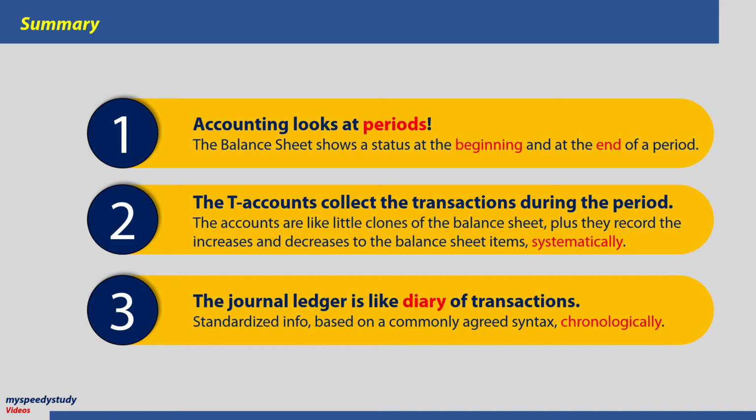Number 2 and number 3 tell us something else. The business transactions are recorded in 2 sets of data, in the general ledger, which are the T accounts, and the journal ledger, which is the diary. The T accounts collect the information from a systematic standpoint. So if we are interested to see what happens with our liabilities, with the PPE, the inventories, the receivables, we can look into the T accounts and we find the information we need. But if we are interested in a business transaction that happened on a specific day or at any specific time, we need to look into the journal ledger.